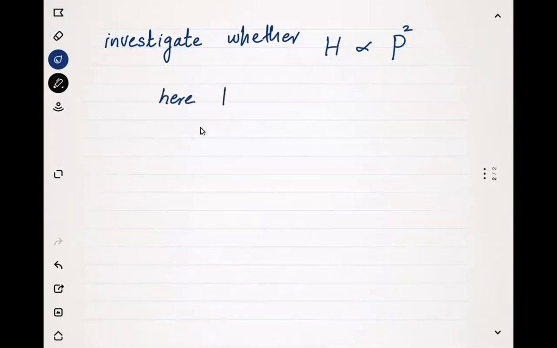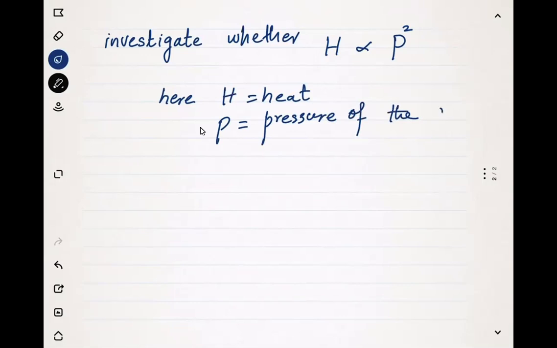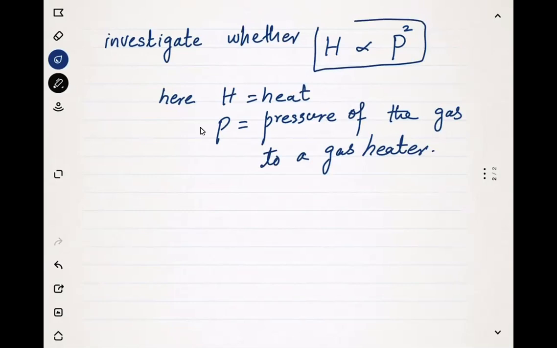Here H is equal to heat, E could be pressure of the gas to a gas heater. Now this relationship could be correct or it could be incorrect. Your job is just to design an experiment by which we could check the validity of this given relationship.